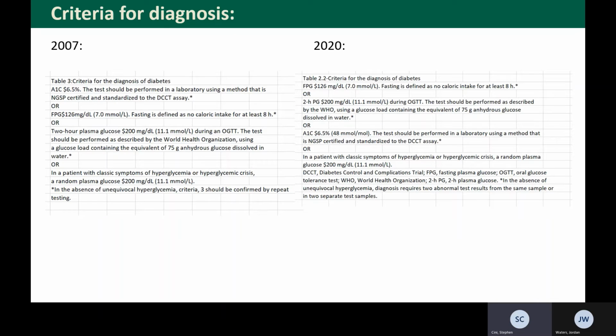This next section shows how, in reports published by the American Diabetes Association in 2007 and 2020, they had roughly the same criteria for diagnosis, with slight differences regarding the dosage amounts. Overall, though, most of the data and most of the criteria for diagnosis stayed the same between these two years.